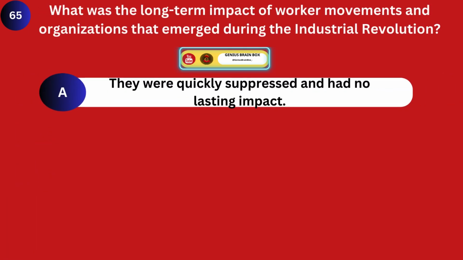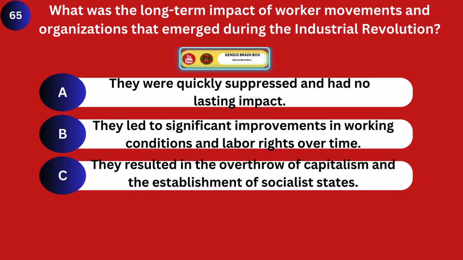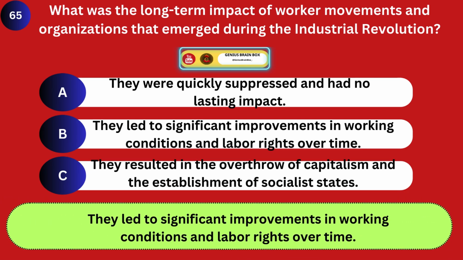What was the impact of worker movements and organizations that emerged during the Industrial Revolution? Option A. They were quickly suppressed and had no lasting impact. Option B. They led to significant improvements in working conditions and labor rights over time. Option C. They resulted in the overthrow of capitalism and the establishment of socialist states. Correct answer is: they led to significant improvements in working conditions and labor rights over time.